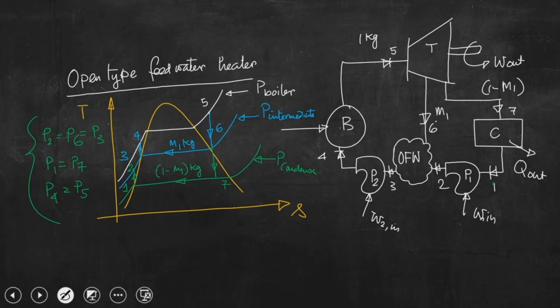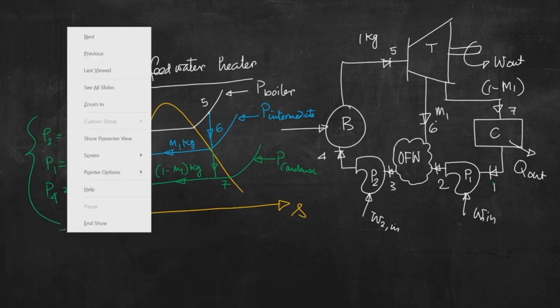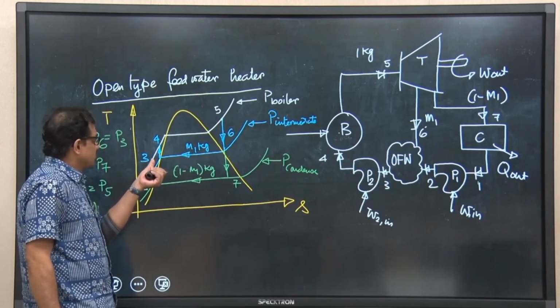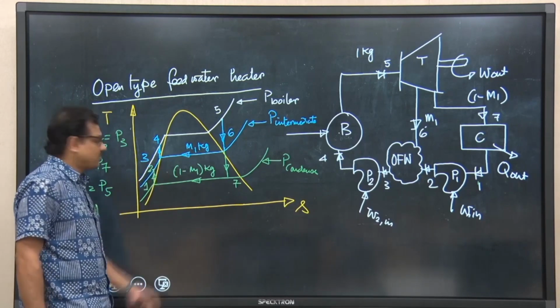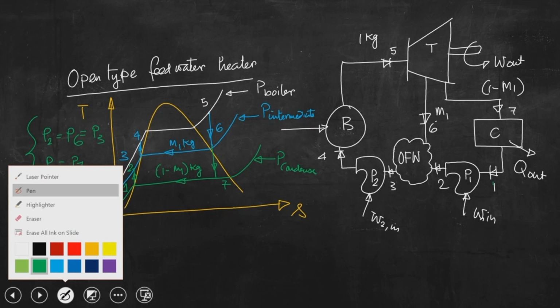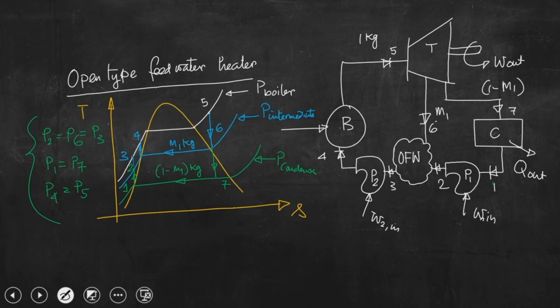So, try to understand, had this arrangement not been there in the circuit, we would have obtained the feed water temperature at the inlet of the boiler as, say, if I use another color, this is 3 prime, and this point is 3. So, this is point 3.